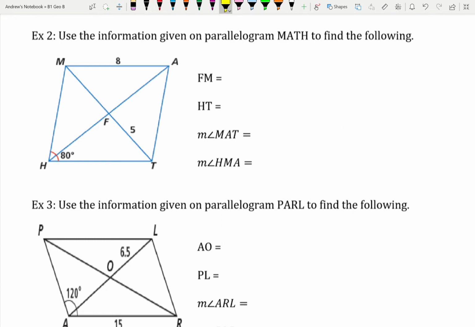All right, so FM is a type of radio. No, just kidding. So FM is right there.